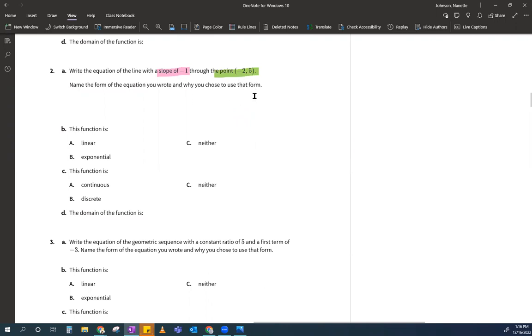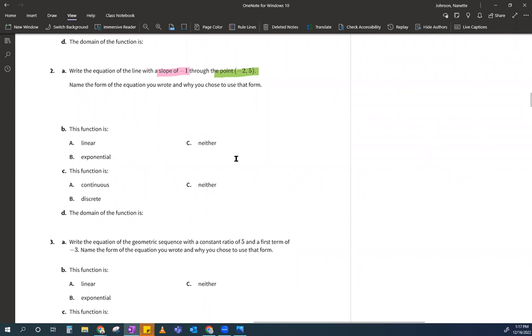Could I plug it in and use the slope-intercept form? Sure. Can I plug it in and use the recursive formula? Sure. Can you plug it in, manipulate it, and make it into the standard form? Sure. But really, they just want an equation of the line that has a slope of this and a point of this.